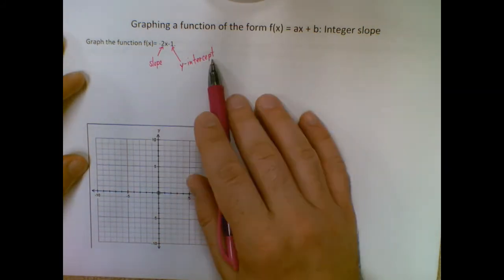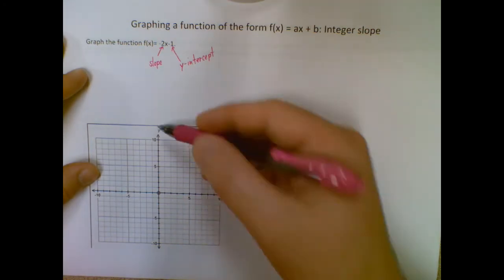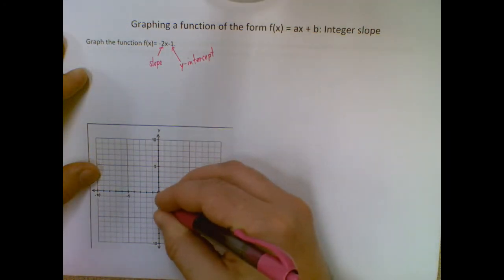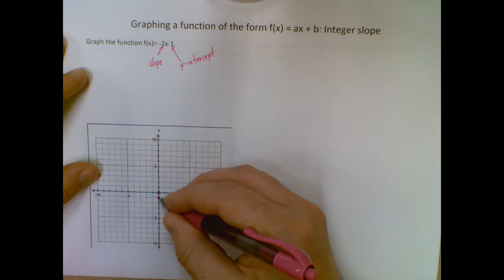So I'm going to start here. And if it's a y-intercept, it has to be on the y-axis. So I'm going to find negative 1 on the y-axis and just plot that. So it's just down 1.